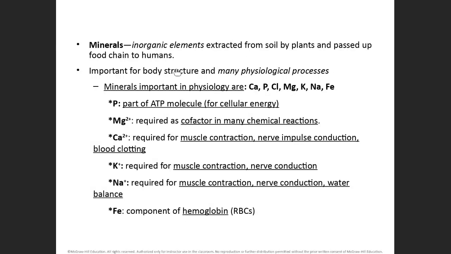Now, minerals are inorganic, meaning they don't contain carbon. So they're inorganic elements that typically come from the soil. We get inorganic elements in our diet as we go up the food chain. Whatever inorganic elements are in the soil go into the plants, and then we eat plants, or the cow eats those plants, and then we eat that cow. This is how we get these, up through the food chain.